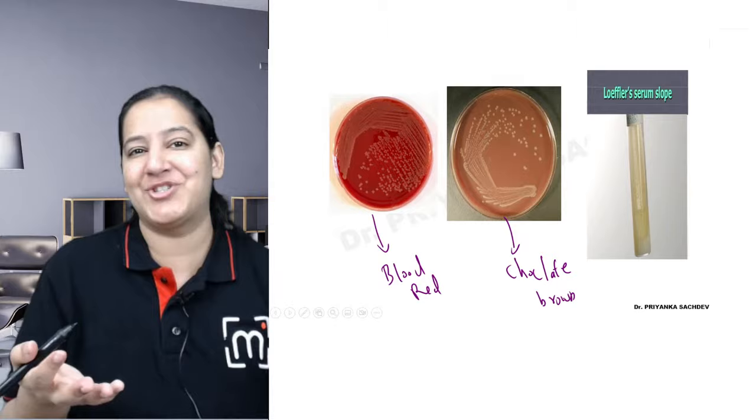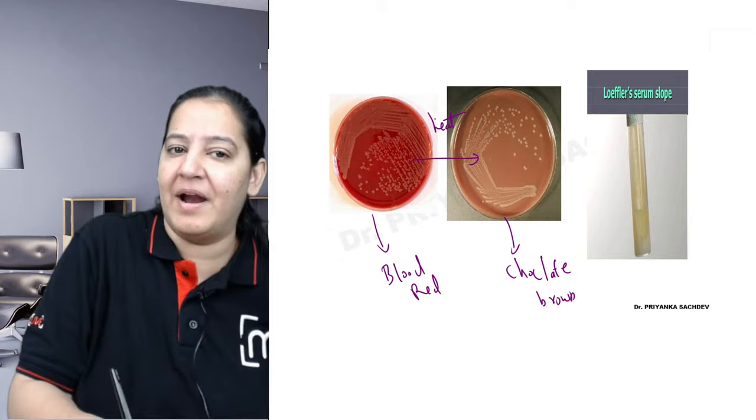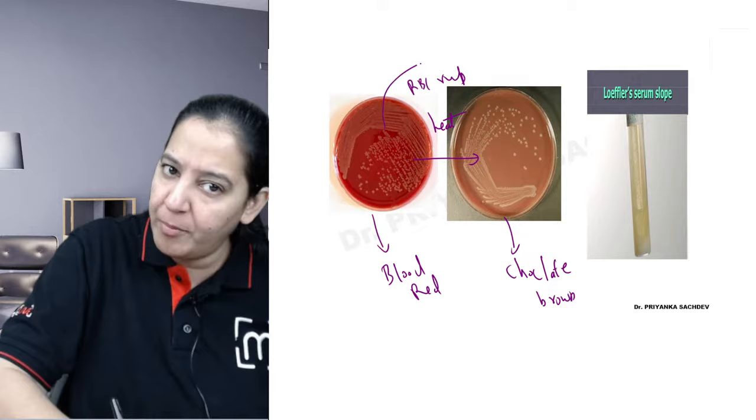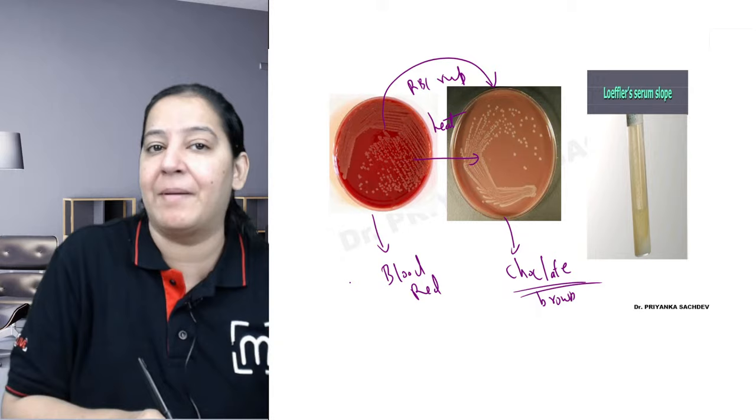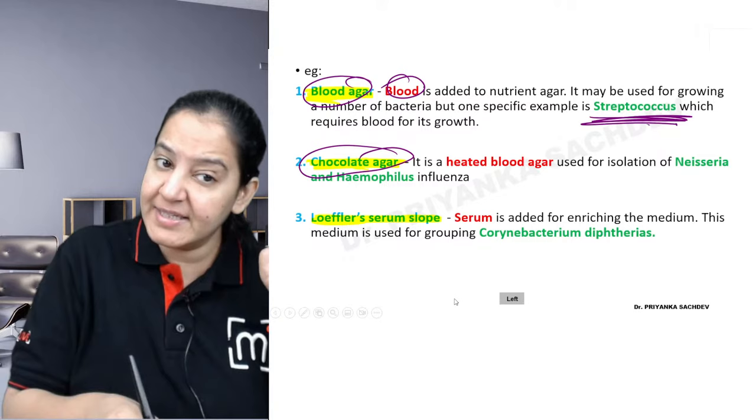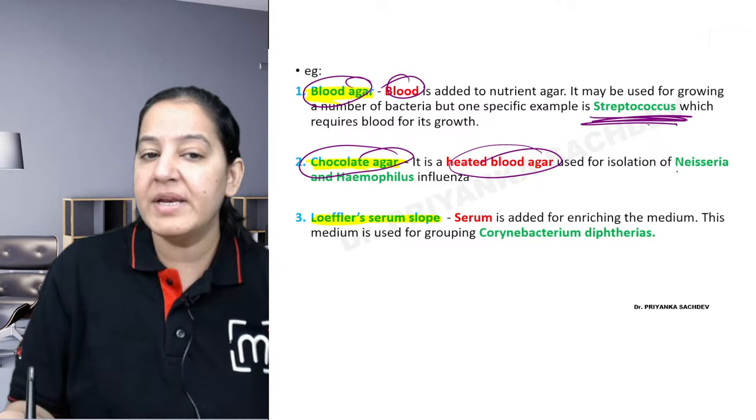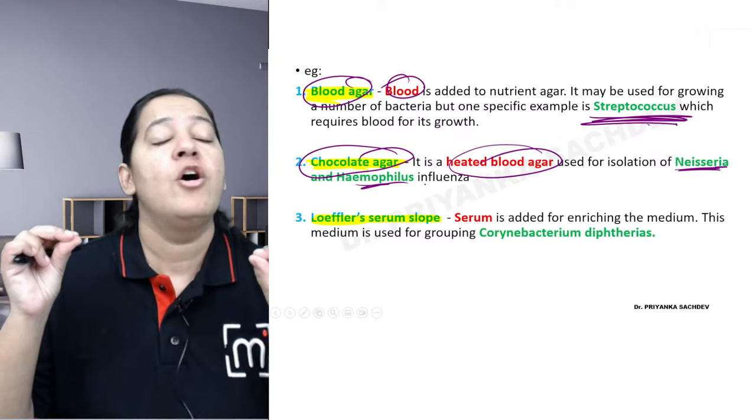It doesn't contain chocolate. When we heat blood agar, the RBCs get ruptured and the hemoglobin will come out and it will become brown in color. So basically chocolate agar is heated blood agar. If we heat blood agar, it will convert into chocolate agar. You got my point? So the second is the chocolate agar, which also contains blood, but the heated blood. Neisseria and Haemophilus are the two bacteria which require heated blood for their growth, otherwise they will not grow.